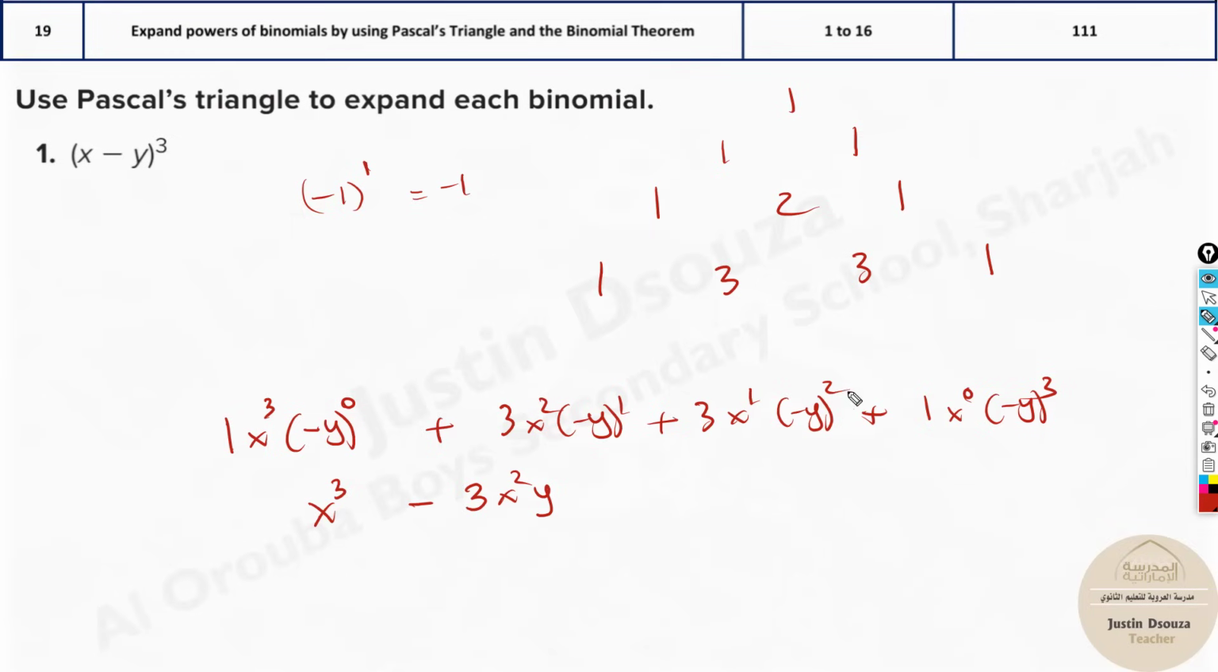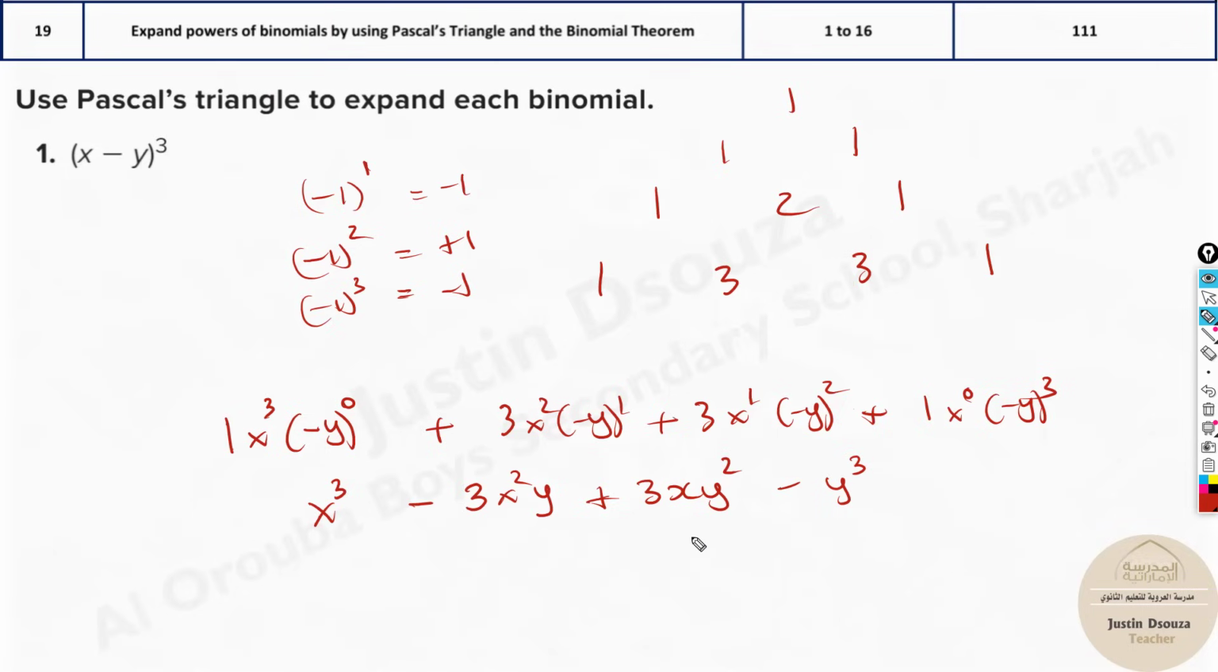What about over here? It's y squared. If you try minus 1 the whole square, it is positive 1. So if it's positive 1, that means this term becomes positive. So you are getting a positive sign here: 3xy power 2. What about the last one? It's power 3. Minus 1 the whole power 3 is negative 1. If you're getting confused, use the calculator and check this. And now x power 0 is 1, and 1 is 1. And lastly, this plus becomes minus y to the power 3. So this is the final answer.